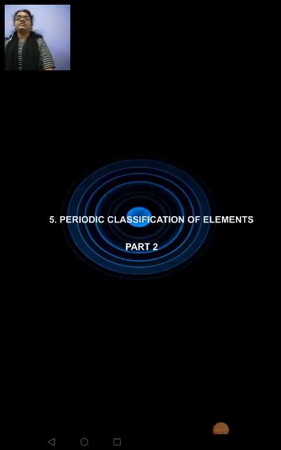Last week I had started with this chapter, that is chapter number 5, periodic classification of elements, and in that we had learnt why this way of arranging the elements was brought into use, what was the need for forming a periodic table, and about the scientists who had worked towards the arrangement of elements. And then we had learned about Daubernier's triads, Newland's law of octaves, Mendeleev's periodic table, and we also learnt the reasons for not practicing their way of arranging the elements.